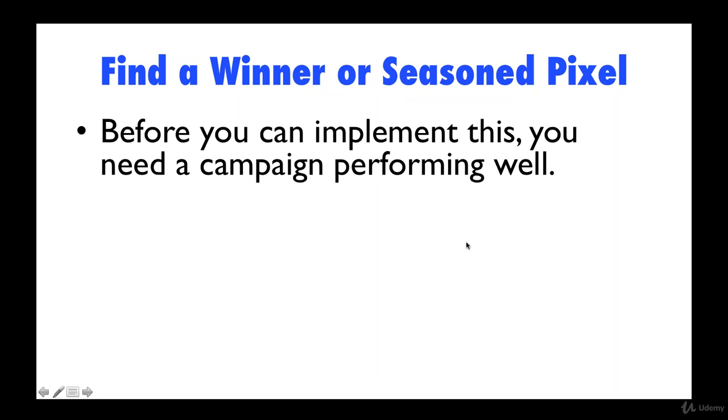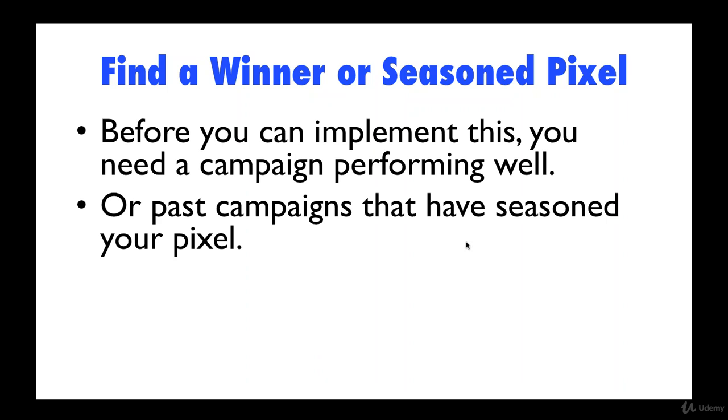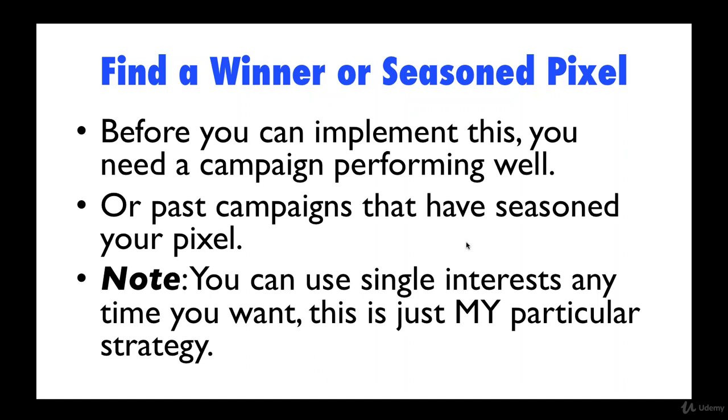Okay, so before you can implement this the way I do it, you need a campaign that's performing well. Again, you can do this at the start of a campaign and you can see success, but this is me talking specifically about when I'm finding success doing this. So you need a campaign doing well or past campaigns that have seasoned your pixel over time. And again, you can use single interest anytime you want. This is just my particular strategy.